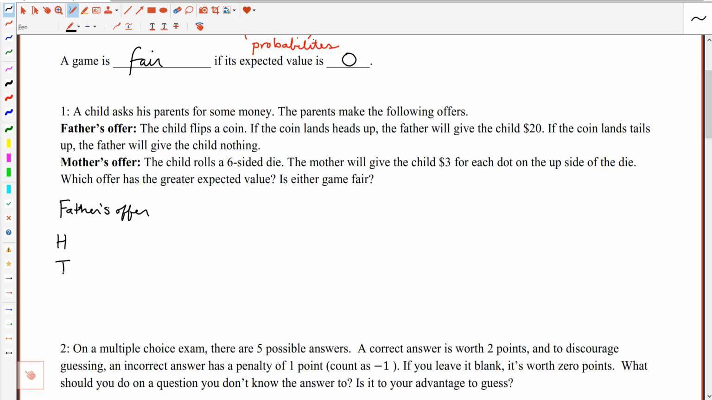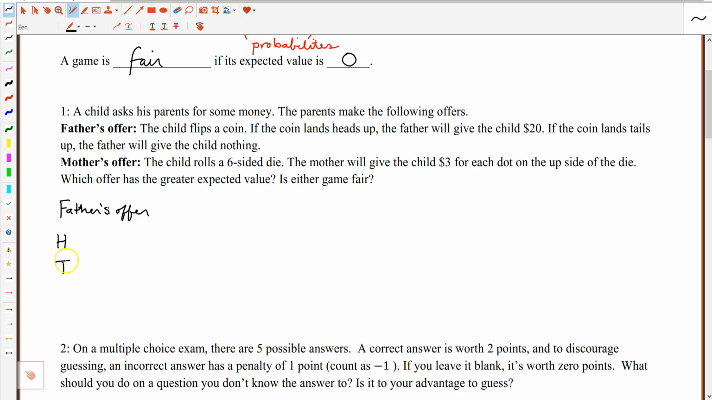What expected value will figure out for us is, if this child would repeatedly play this game over and over and over again and average all of those earnings or losses, and the loss in this case would just be that he doesn't get any money, if you were to average those in the long run, what would that average be? That's what expected value is.